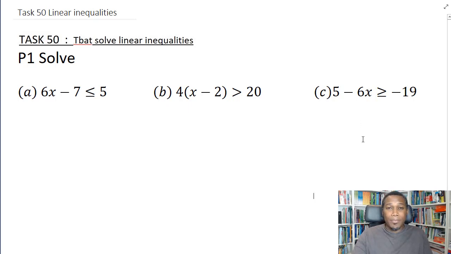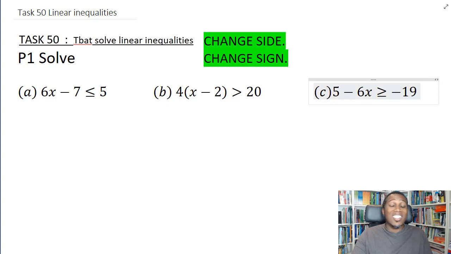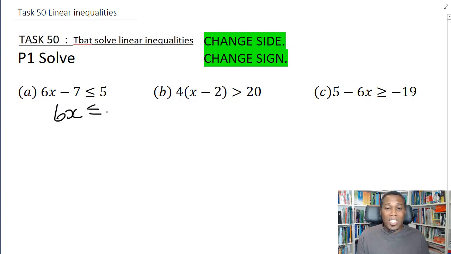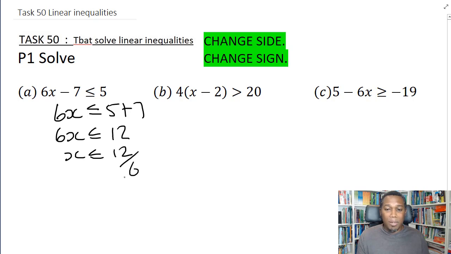How do I do that? Change side, change sign. In other words, you do exactly what we did before. The only difference is that instead of an equal sign, you will have an inequality symbol. So 6x is less than or equal to 5 plus 7. 6x is less than or equal to 12. X is less than or equal to 12 divided by 6. X is less than or equal to 2. I did it that fast just to bring home the idea. You're not doing anything new. You're just doing exactly what you've done if you said it was an equation, but you're using the inequality sign.